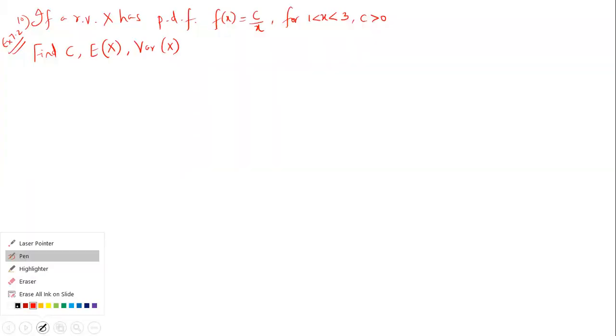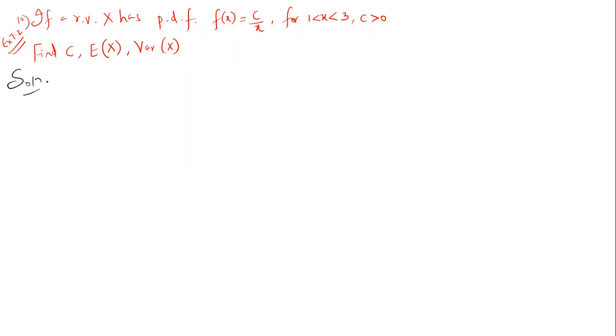So let's see this question from exercise 7.2, question number 10. If a random variable x has PDF f(x) = c/x, where x is defined in between 1 and 3, c is greater than 0, find c, E(x), and the variance of x. E is expected value, and Var is variance of x. So you have to find all these values. This is small c over here. Okay, so let's see how to find this.